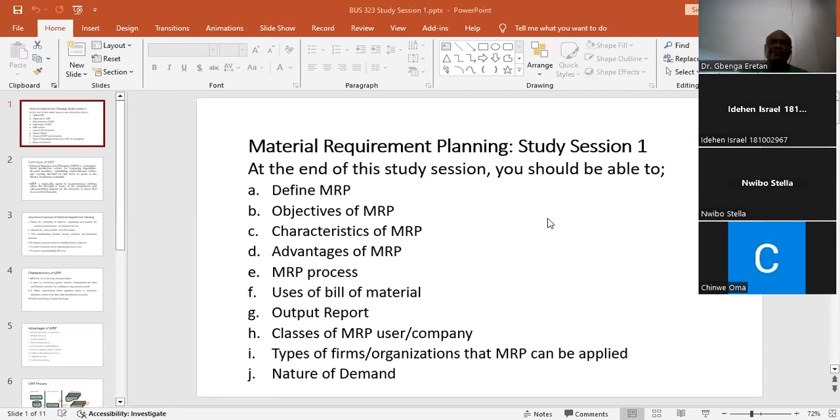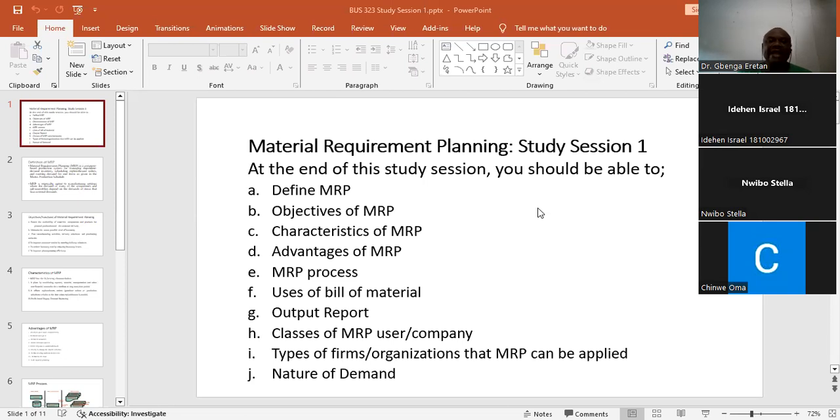We are starting now. And this is Production Management 2, and also Study Section 1. At the end of this study section, you should be able to define material requirement planning, which we also describe as MRP. You should be able to state the objective of MRP.